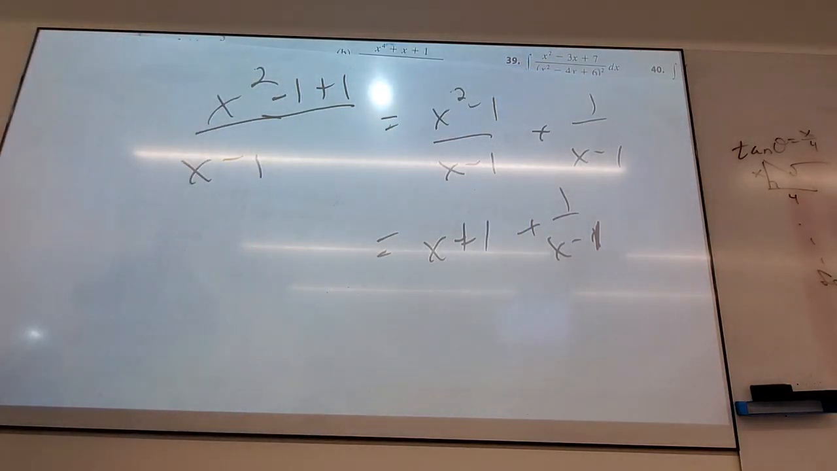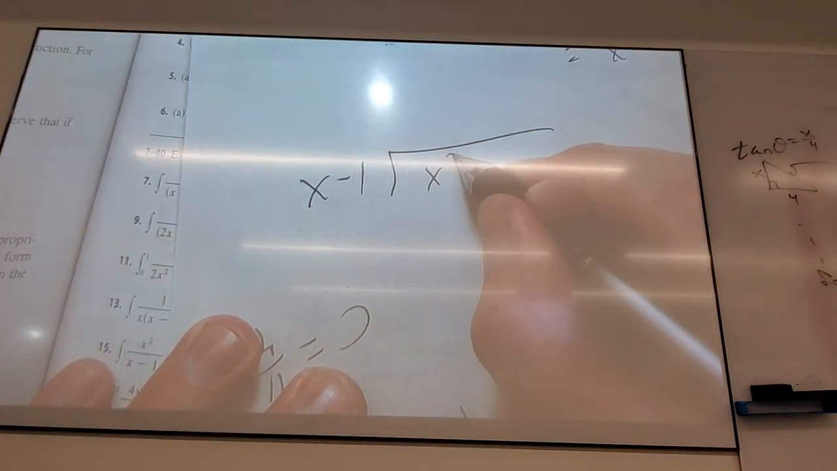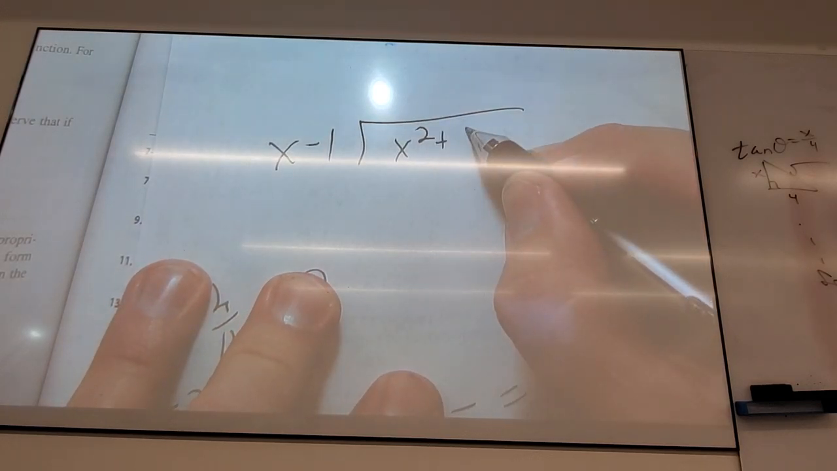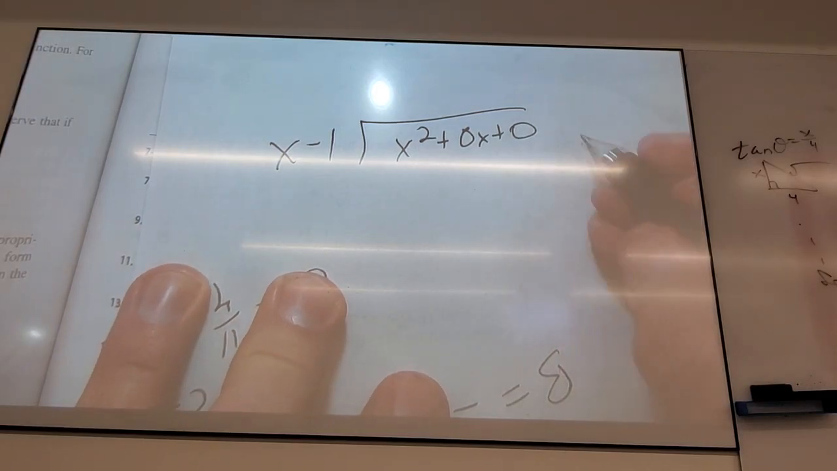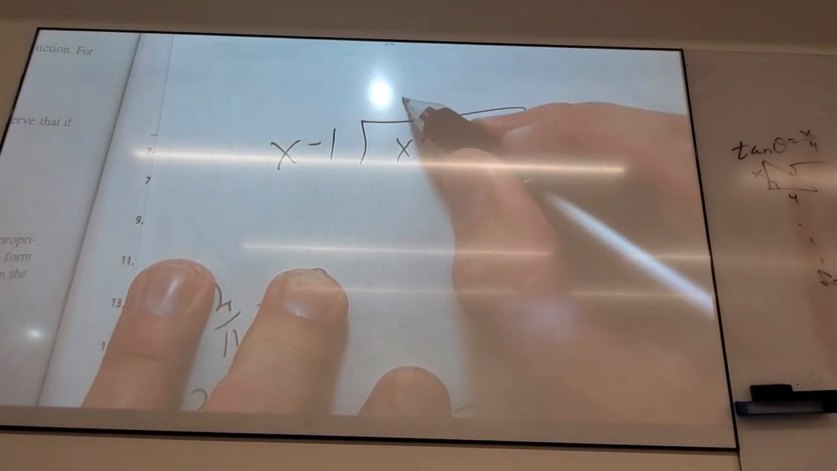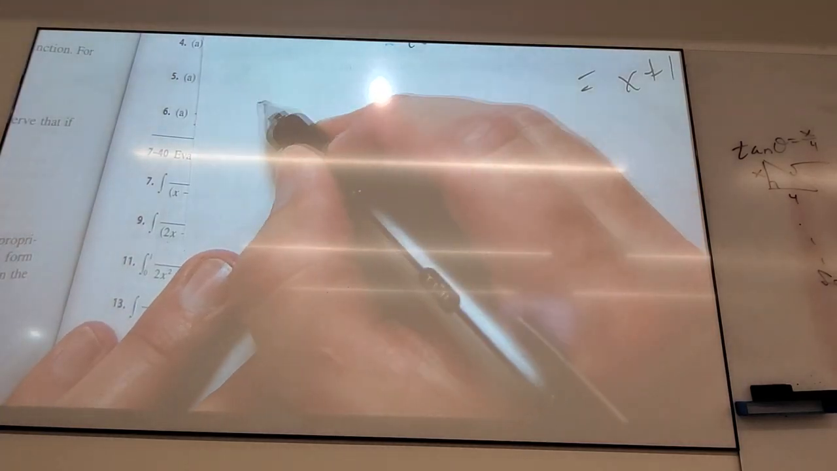How do I long divide? You do this, yes? What can I give myself? Some placeholders, yes? How do I start this off? You guys remember? X goes into x squared. In fact, real quick. Just suffer with me for a second.